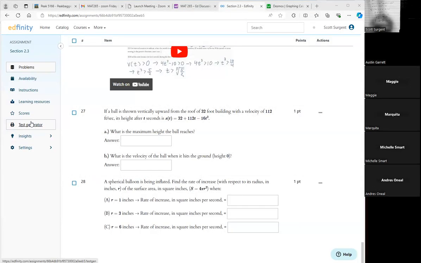A spherical balloon is being inflated. Find the rate of increase with respect to its radius in inches r of the surface area in square inches. They give us the formula for surface area. You just copy this information down. 2.3, number 28. So the surface area is 4 pi r squared. Spherical balloon is being inflated. Let me read this question. I've got to make sure I catch its rate of increase.